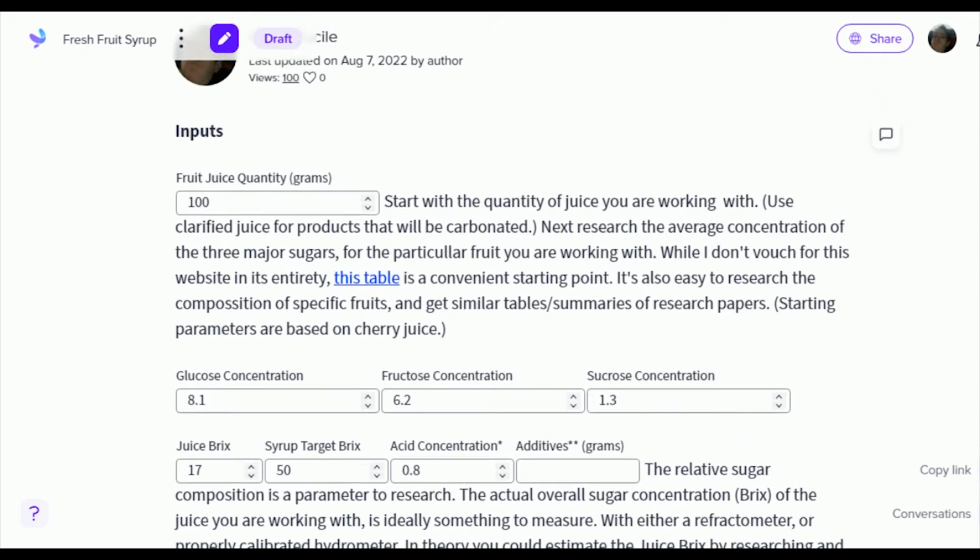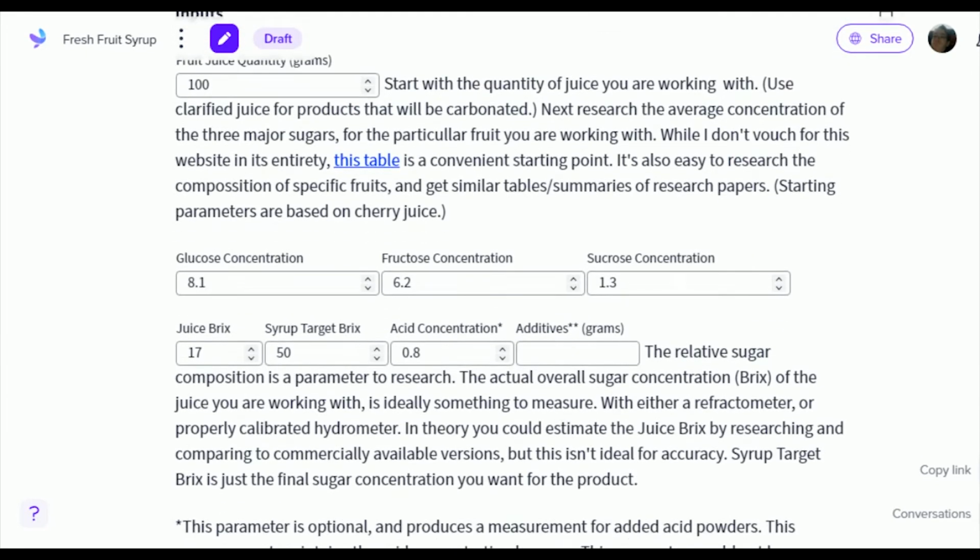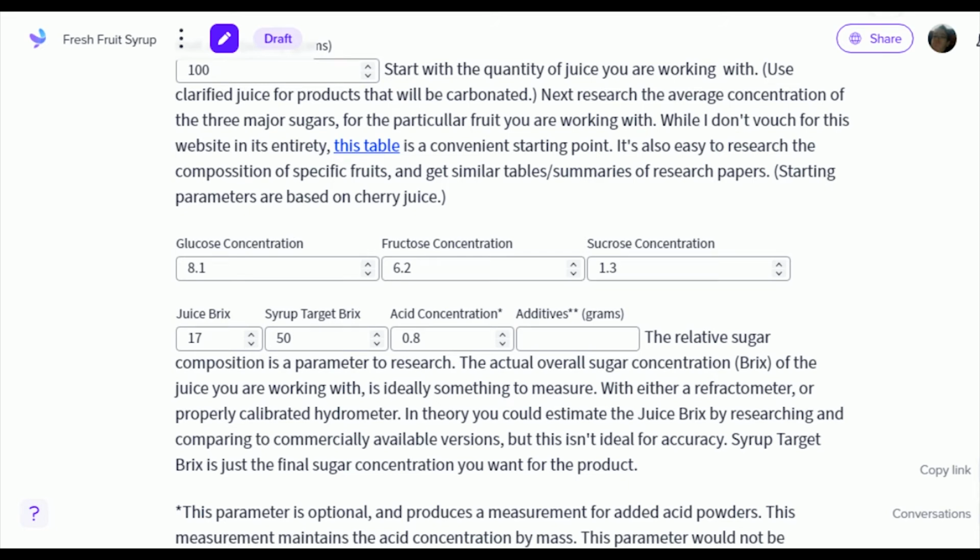Obviously, behind the scenes, this is literally just a spreadsheet, but I'm using this service called Grid, which I've used before to turn it into a more presentable kind of interface. So the point of this is having fruit juice or maybe even fruit puree, and you want to sweeten it into a syrup or other product. And the most important thing is knowing the composition of the actual fruit you're working with.